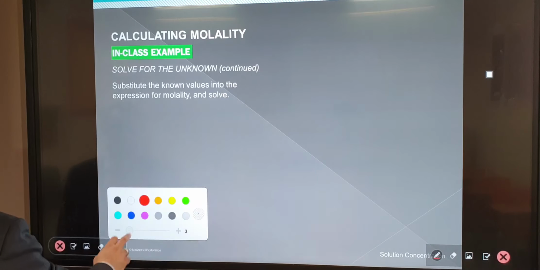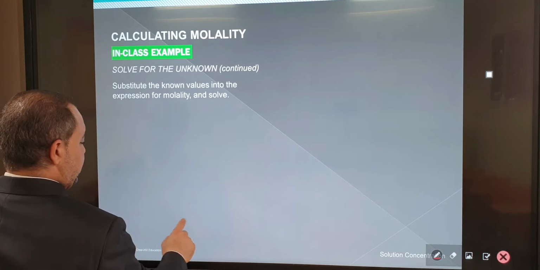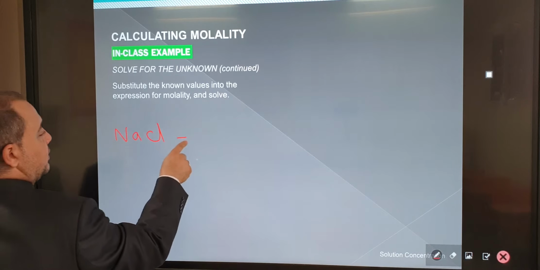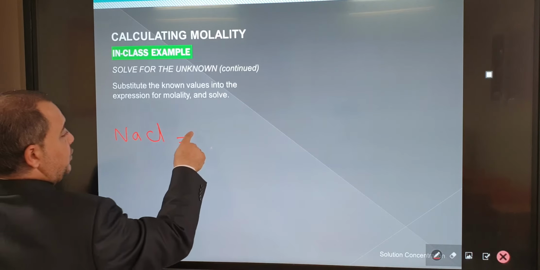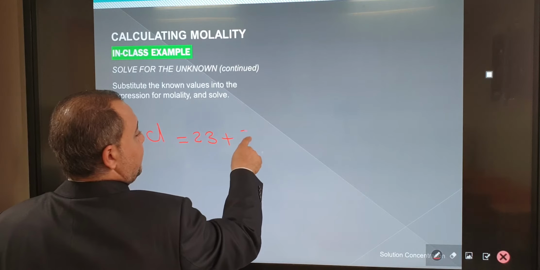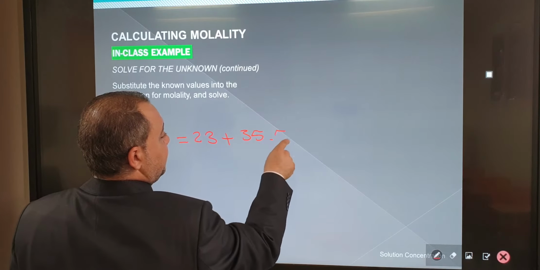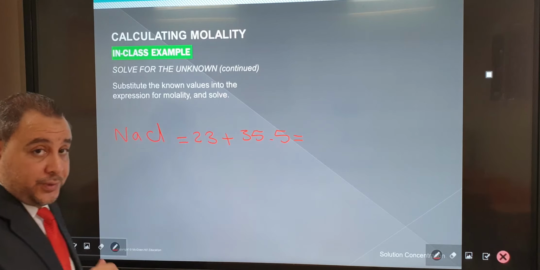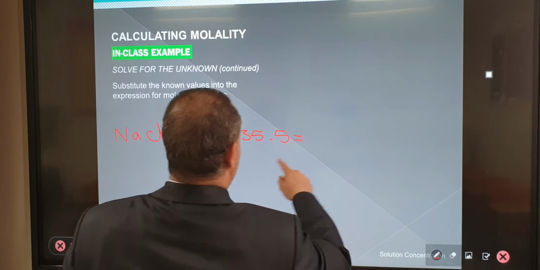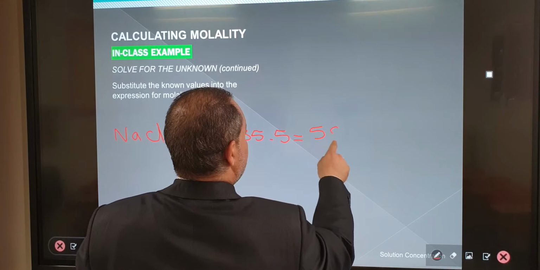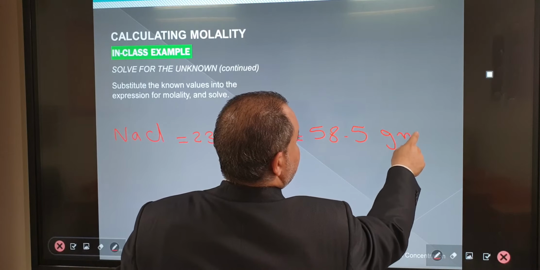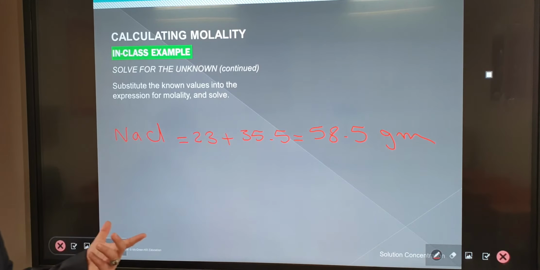Molar mass of NaCl equals what? NaCl molar mass: Na equals 23 plus Cl equals 35.5. Okay, it's the atomic mass of each one. So 23 plus 35.5 equals what? Equals 58.5 gram. It's the molar mass of sodium chloride.